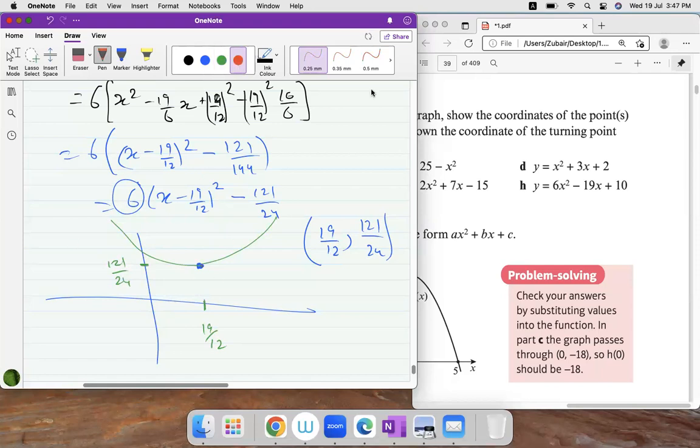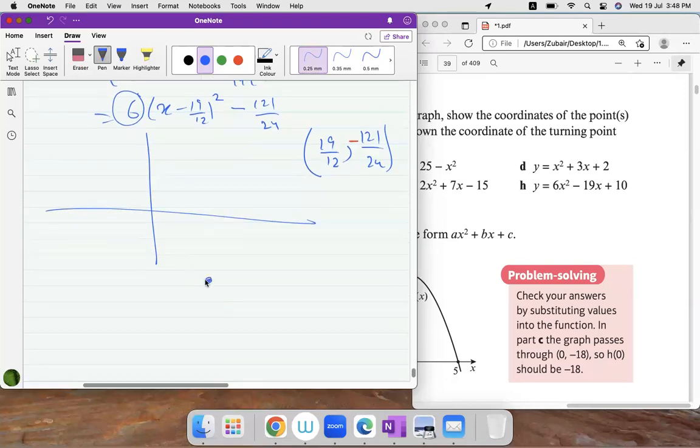It is minus 121 by 24. Oh, yes, thank you, this is negative. So positive x and negative y, positive x, negative y, and a smiley face. So this is positive 19 by 12 and negative 121 by 24. So just a sketch.